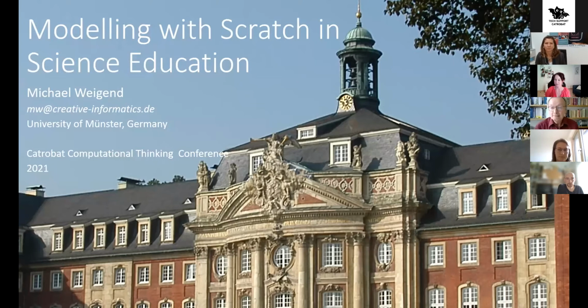My name is Michael Weigend. I am a computer scientist and teacher, or I better should say I was a teacher. I'm retired now, but I still give some lectures on computer programming at the University of Münster. And that's why you see this beautiful building, this palace in the city of Münster, which is the main administrative building of the University of Münster.